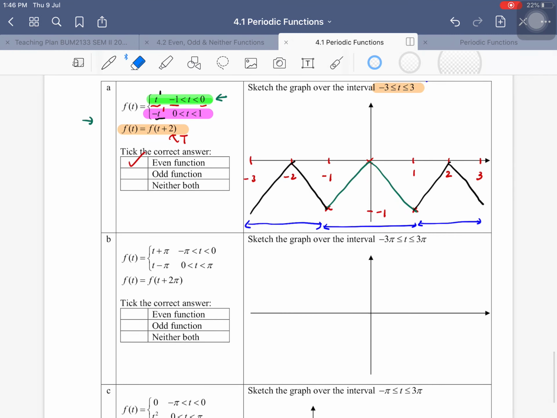So let's have a look at the second one. So the idea is going to be still similar. And for the second one, we're going to be sketching this from an interval from -3 pi to 3 pi. So I'm going to put the scale first.